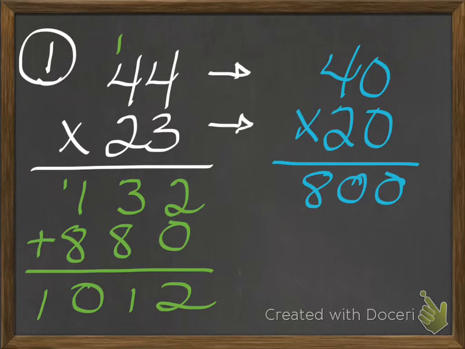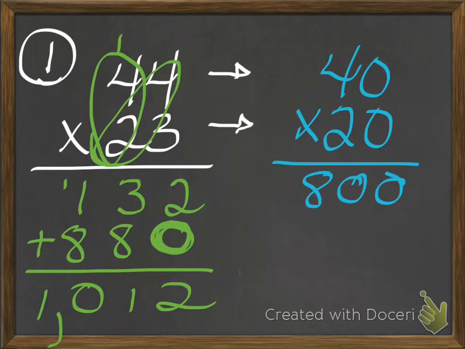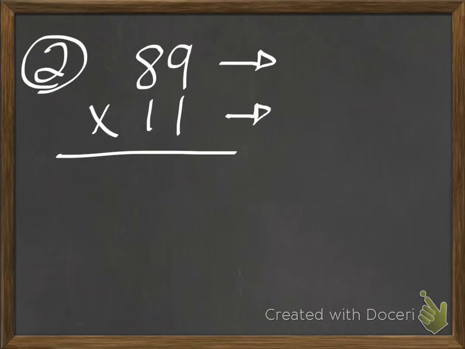Okay, when I estimated, I changed 44 to 40, 23 to 20, multiplied them together to get 800. Then I did my multiplication, multiplying the 3's first. Then I went back and multiplied the digit in the tens place, so I multiplied the 2 next, making sure to put my placeholder here, add it all up, and I get 1,012, which is not very far from 800. Number 2, 89 times 11. Go for it.